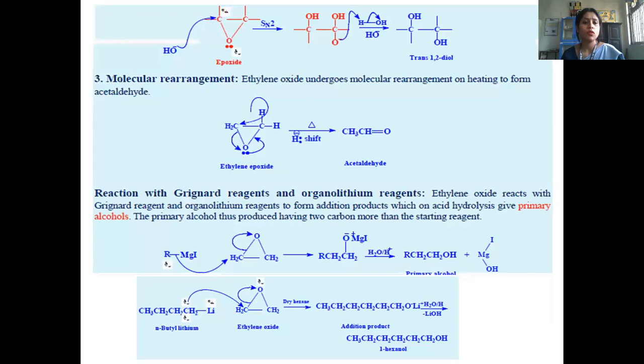Now this is a very small reaction, that is molecular rearrangement. Ethylene epoxide, that means the oxirane, when it is heated, rearranges such that acetaldehyde is formed. So this is a molecular rearrangement reaction. Then we will see how they react with Grignard's reagent and organolithium reagent.